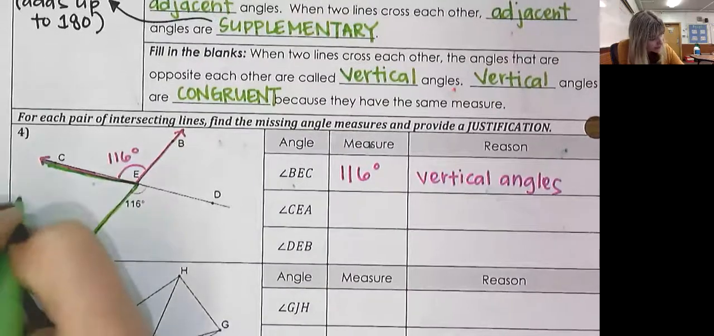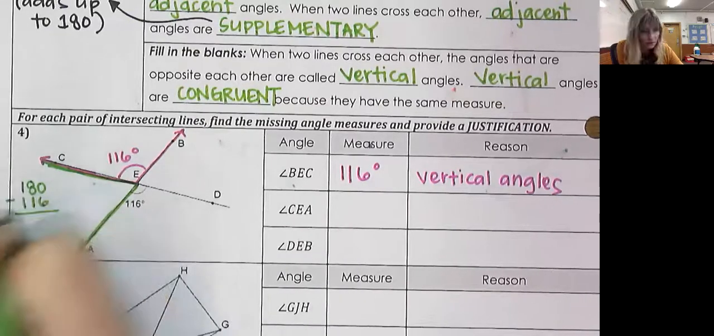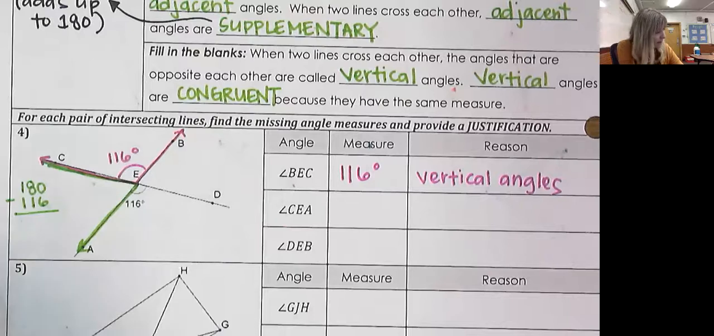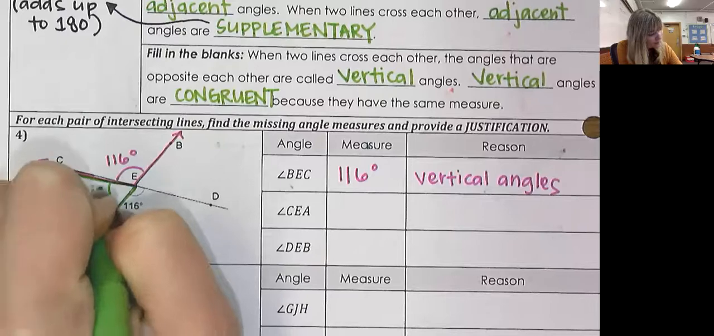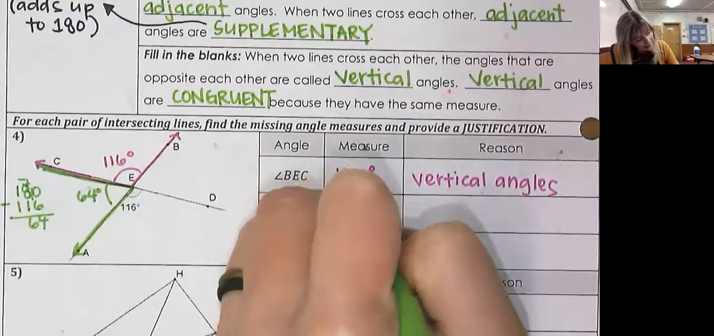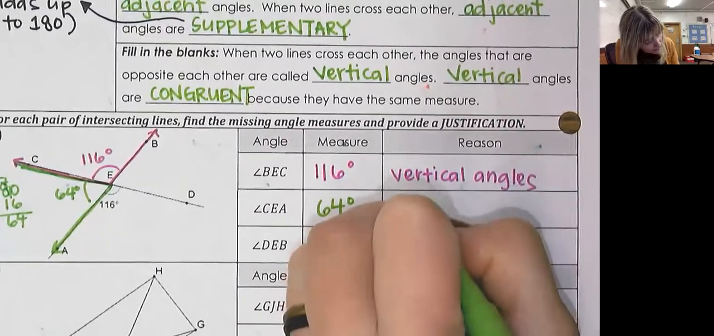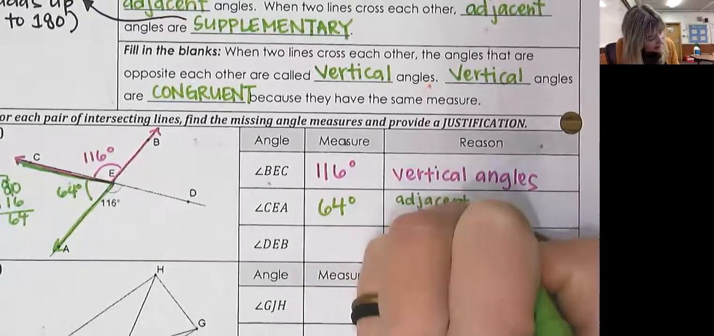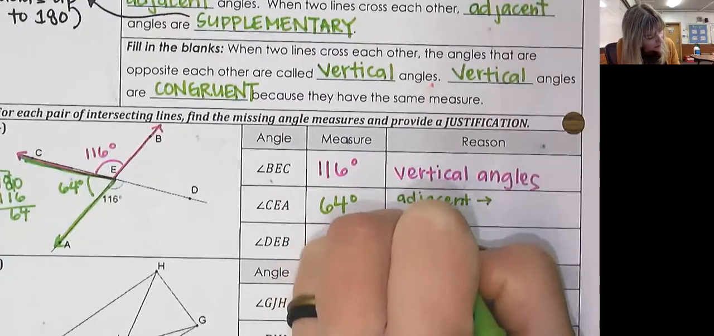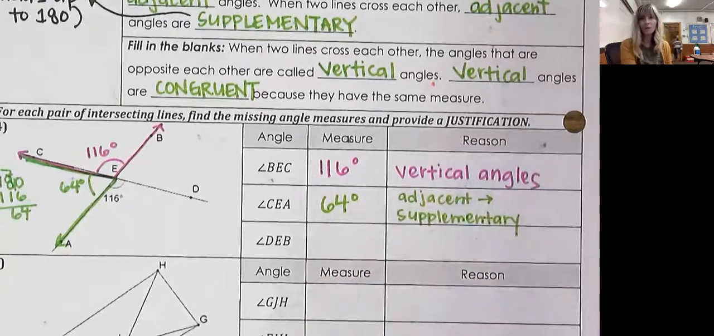So I'm just going to write over here the math that I'm going to do real quick. I'm going to do 180 minus 116. Right? 180 minus 116, I'm going to borrow and subtract, 64 degrees right here. So that angle is 64 degrees. And I knew that because those were adjacent. I'm going to write 2 words. Those were adjacent, which means in this picture, they were also supplementary angles. So I know they add up to 180 because they're adjacent and supplementary.